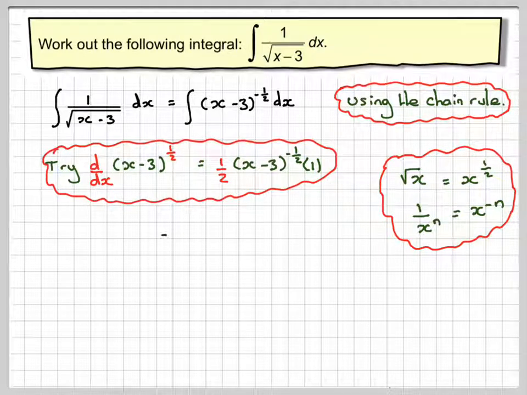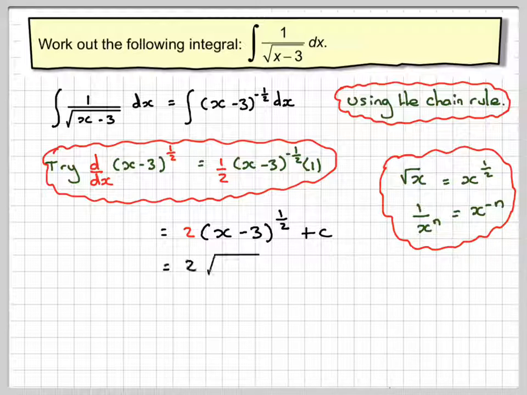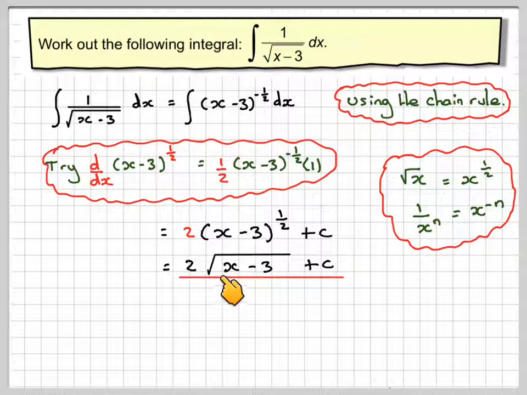So this will become 2, because you have to compensate for the half by putting 2 in front of your guess. 2 (x minus 3) to the power of 1/2 plus c. Rewriting this back using this rule here, that becomes 2 root (x minus 3) plus c as the final answer.